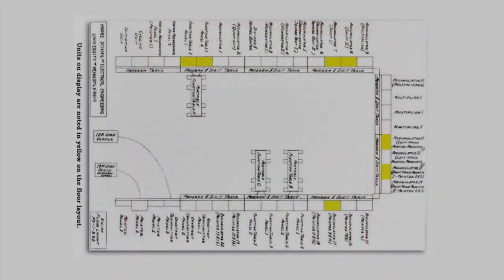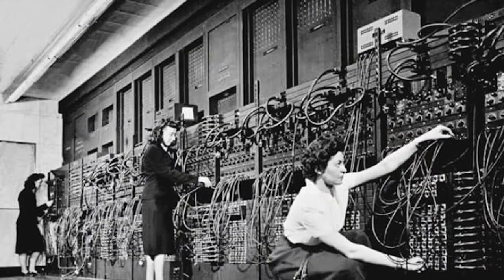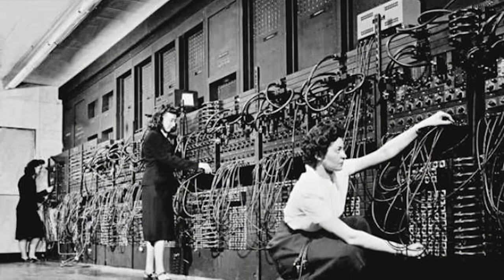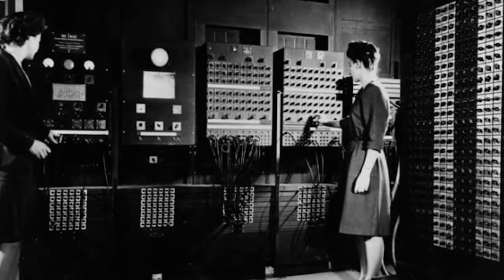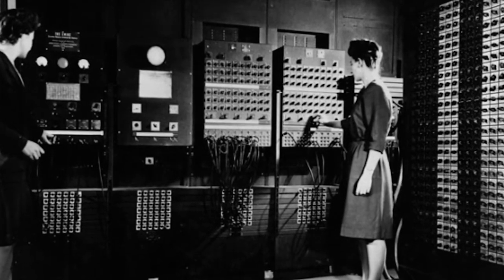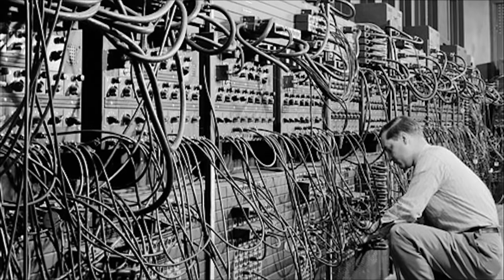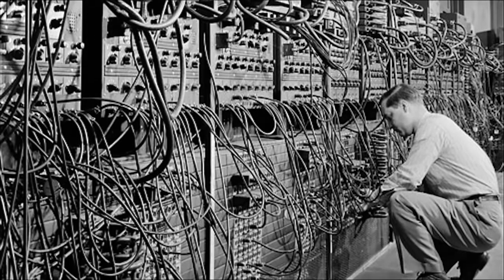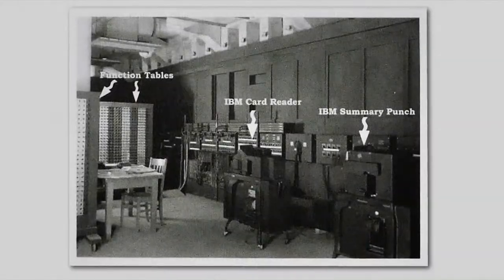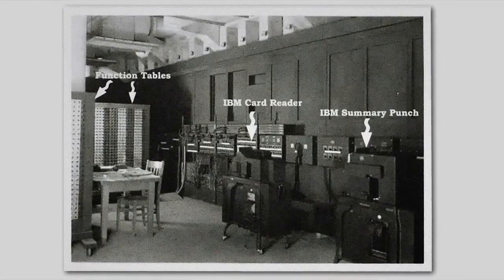The ENIAC had 40 primary units, and each had its own arithmetic circuits and program controls. Weighing 30 tons, the ENIAC had 70,000 resistors, 10,000 capacitors, 6,000 manual switches, tens of thousands of feet of copper wiring, and 18,000 vacuum tubes. IBM provided the punch card machines and printer.